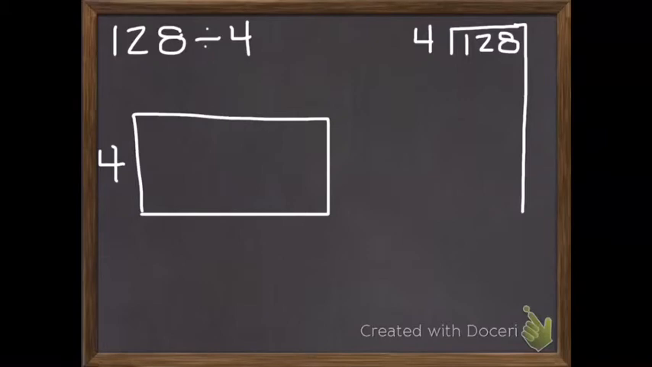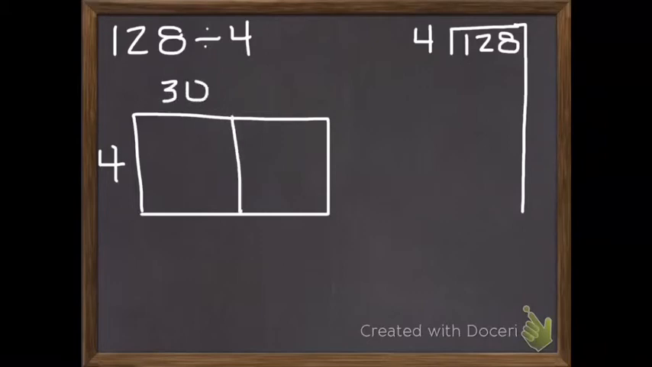First, I'll think about 10 times 4. I know that's 40, and that's not close to my dividend. So I'm going to try to think of a higher number so I can get closer. 50 times 4, that would get me 200. That's too much. So I'll try 20 times 4. That would get me 80. That's closer. 30 times 4. Oh, that's 120. That gets me very close. I'm going to try 30.